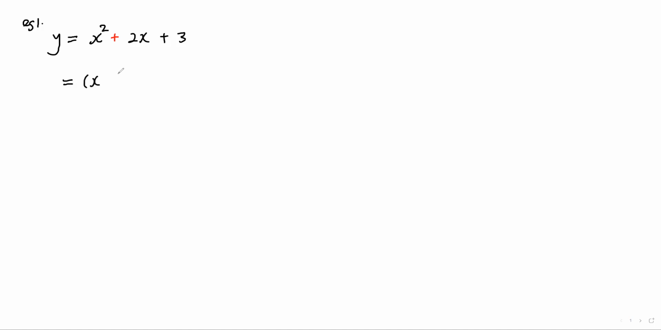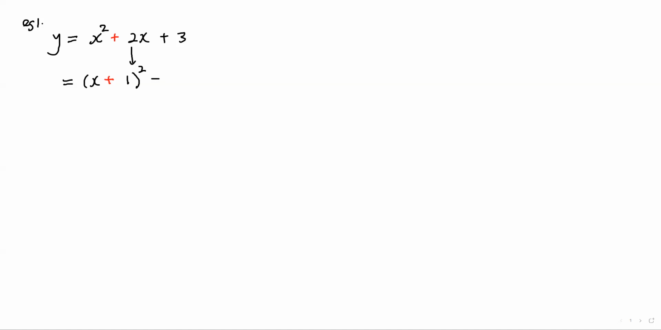So this is x. And take note of the sign here. If this is a plus, then this should also be a plus. And the value here should always be half of this value. So half of this value would be 1. And then we can close the bracket, and it's a square. And after that, we will always minus the square of this number.